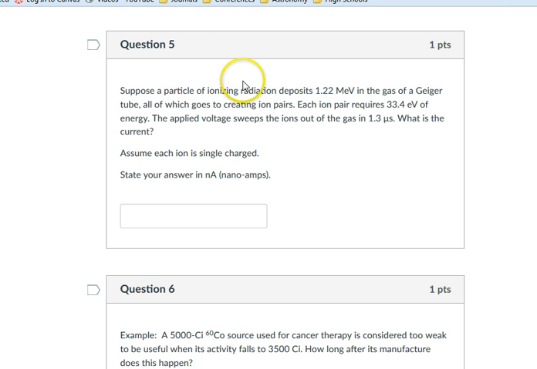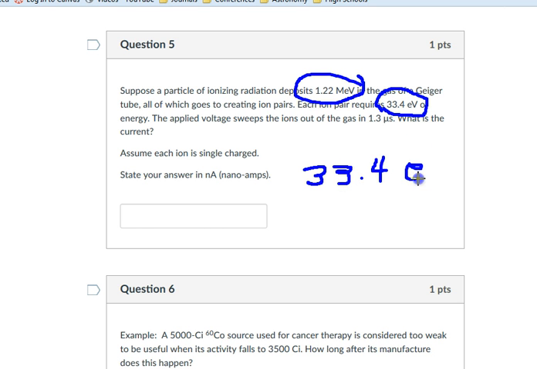You have here ionizing radiation deposits 1.22 MeV, right? So we've got 1.22 MeV in the gas of a Geiger tube, and it creates ion pairs, and each ion pair takes 33.4 eV, right? So we've got 33.4 eV per pair. That's one way to think about it, right? And we want to know what the current is if it dissipates in 1.3 seconds.